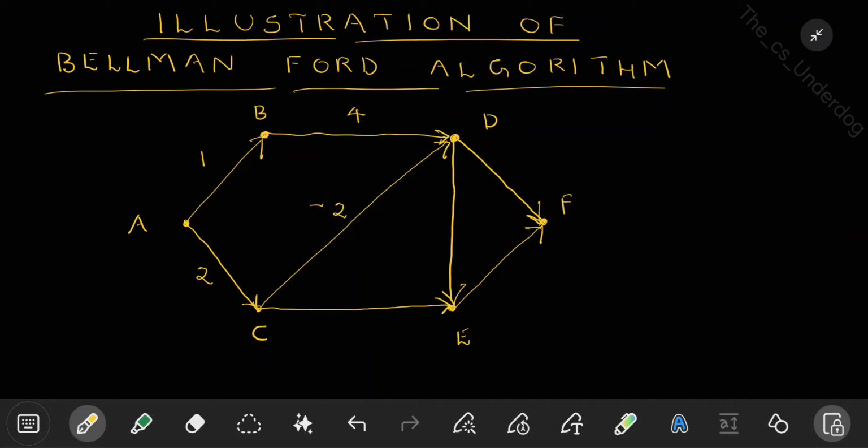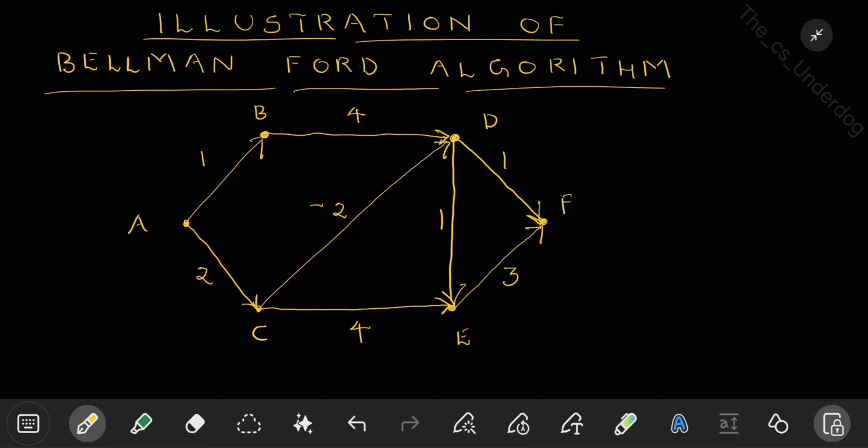Why am I putting a negative weight here? Because if negative weight edges are not present, then you can anyway use Dijkstra's algorithm. The whole purpose of the Bellman-Ford algorithm is to handle negative weight edges. That is why I put a negative weight edge here. Then CE, let this be 4. This is 1, 1, and let this be 3. Okay, now I have weights for all the edges.